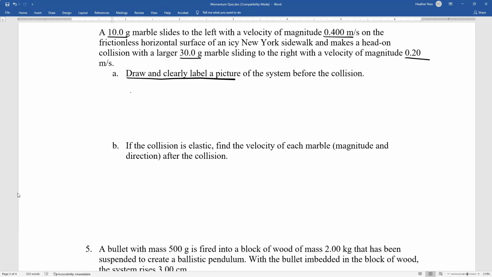So before the collision, I have a small marble that's sliding to the left. So this is 0.4 meters per second, and this is my 10-gram marble. Then I have a larger marble sliding to the right. So this is 0.2 meters per second, and this is my 30-gram marble. Again, nothing technical, but this is what's happening.